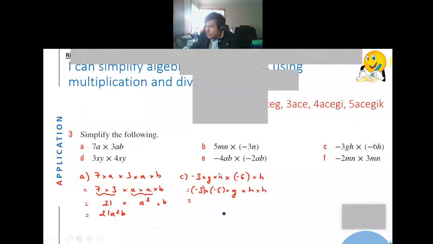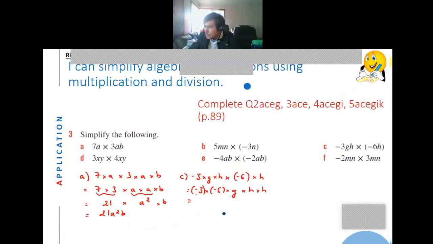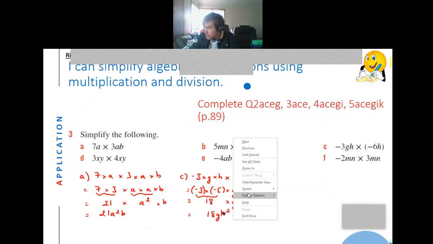And so negative times a negative, well, that's a positive. And 3 times 6 is 18. Then the g is by itself, but here we've got h times h, so that's going to be h squared. And that would give us 18gh squared. Now I do apologize about this dot here, or maybe I should write it somewhere else.